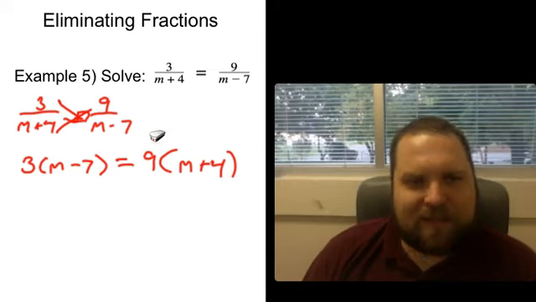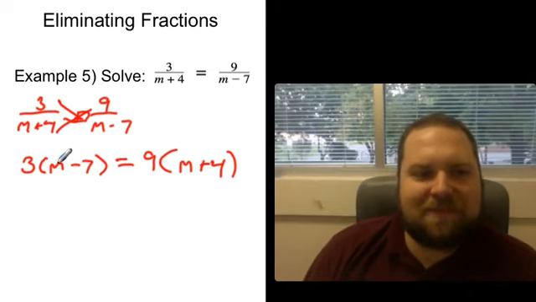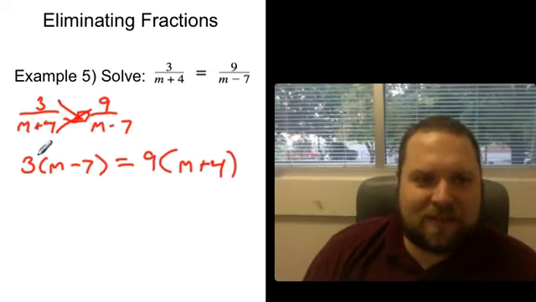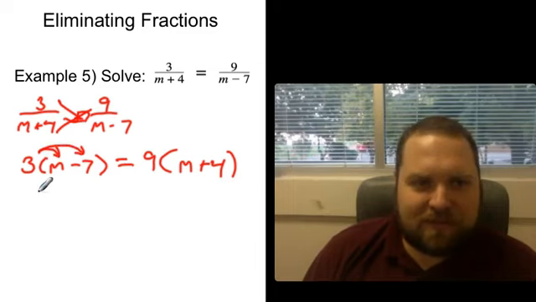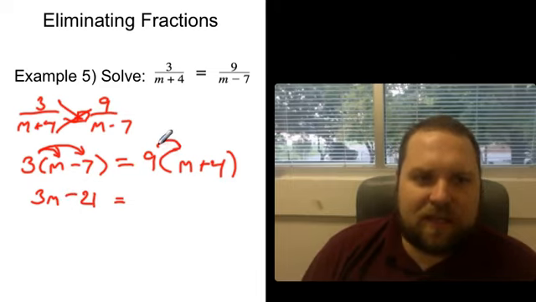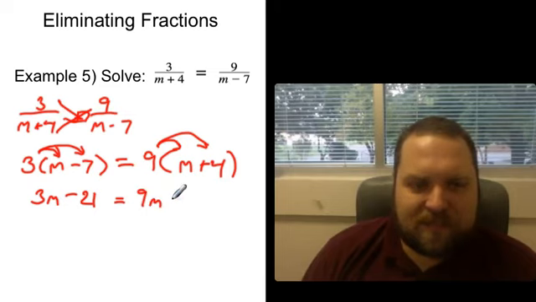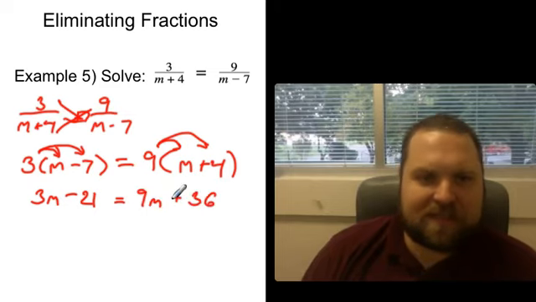Get rid of that mark right there, because that'll bother some of you. Now we need to distribute both of these. So when we distribute this 3, remember we're multiplying by both of those. 3 times m is 3m. 3 times negative 7 is negative 21. And then the same over here, 9m. 9 times positive 4 is positive 36.